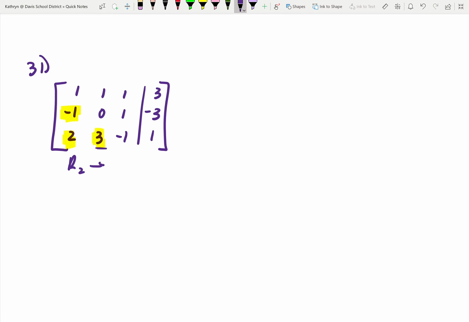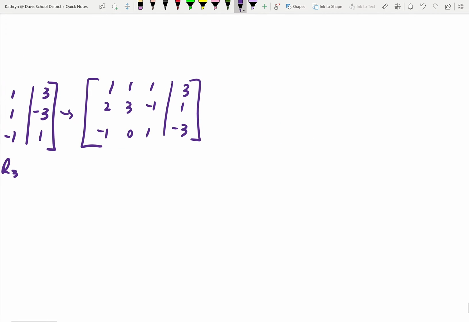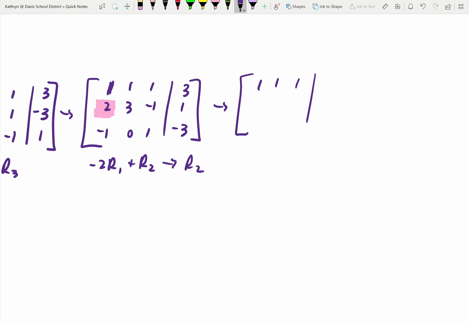So I'm going to switch row 2 and row 3, because then that'll give me one of my numbers, and switching rows is easy. So row 1 doesn't change. Switch row 2 and row 3. Okay, and it looks like that. Now I'm going to get a 0 here. So I'm going to use that 1. So I'm going to go -2 times row 1 plus row 2 becomes my new row 2. So row 1 doesn't change.